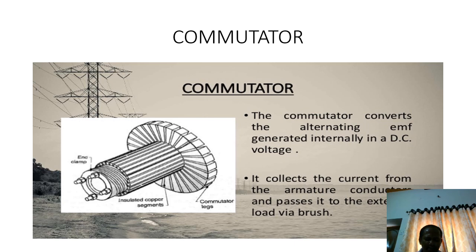Each commutator segment is connected to armature coils. So these are the individual commutator segments. Here you are observing these are commutator segments. These commutator segments are connected to the armature coils. These are armature coils. This is the commutator connected to the armature coils.